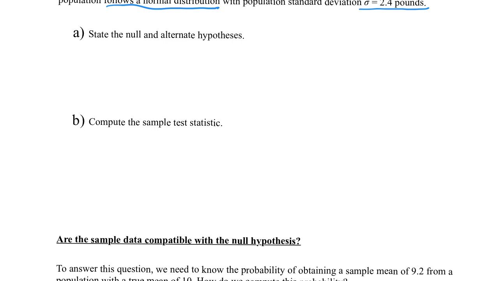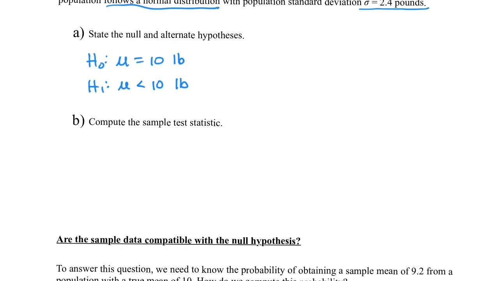Well, the null hypothesis, this thing that we are assuming to be true, well, the claim is that members lose an average of 10 pounds. So average equals 10 pounds, right? That's the claim. That's the null hypothesis. Then we have the alternate hypothesis. And according to this consumer agency, they took a random sample and found the average was 9.2 pounds. So the claim, the alternate hypothesis, is that the mean is less than 10 pounds.